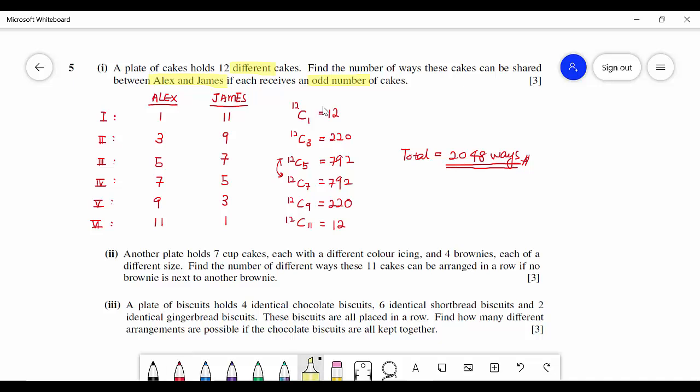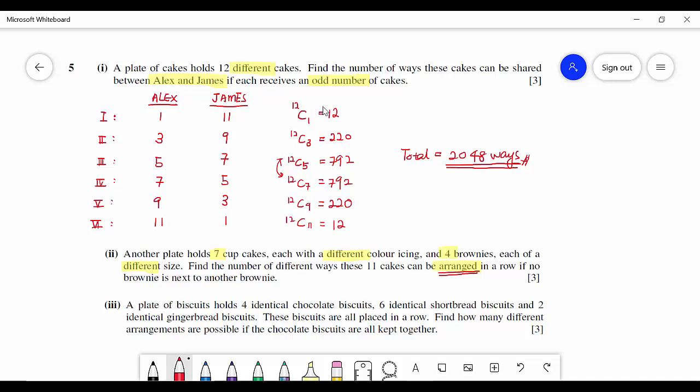For part number 2, they said there's another plate that holds 7 cupcakes, and again different color icing. So that means they are not identical. 7 cupcakes and then 4 brownies with different size. So all these are not identical. Find the number of different ways that these 11 cakes can be arranged. Maybe for me, arrange is an important word.